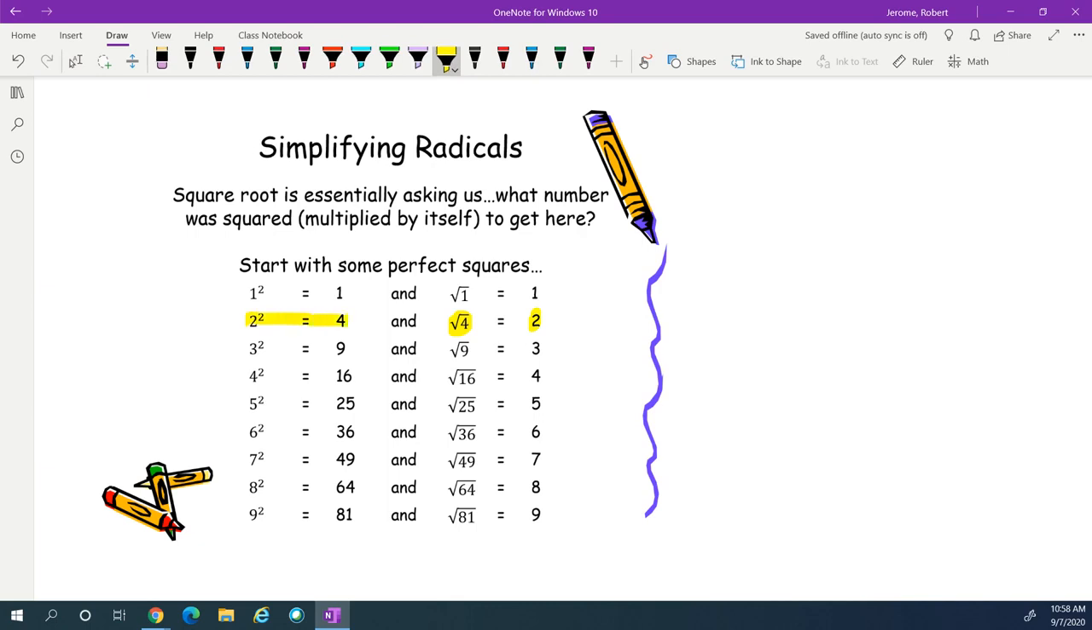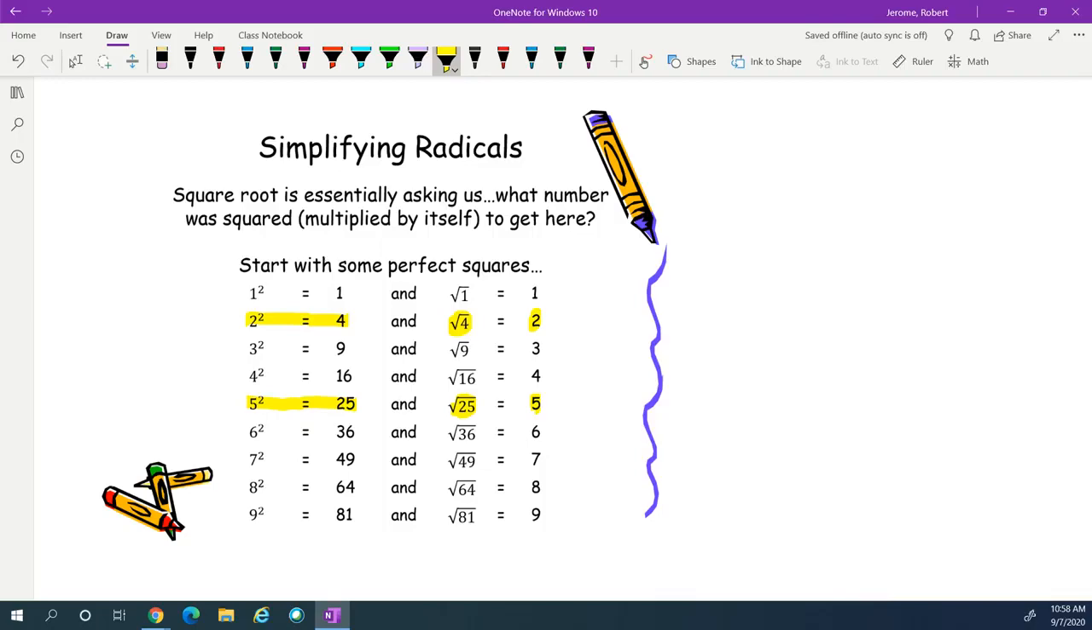If we're asked to work with the square root of 25, well, that means a 5 was squared, because we know 5 squared is 25. So these are called perfect squares, where when we take the square root, we get a number. The square root goes away. Again, it is asking us what number was squared. A 5 was squared to get the 25. So we're doing the opposite of squaring, square rooting.